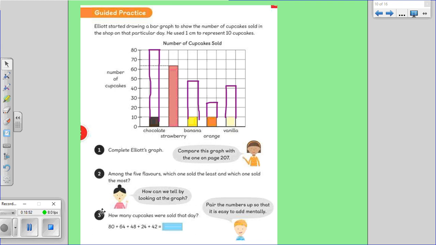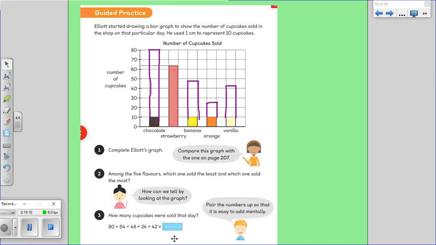And then your third question is, how many cupcakes were sold that day? So we need to add up all of the amounts that were sold. And it tells you here, pair the numbers up so that it is easy to add mentally. So have a look which ones are easier to add together, so you could do it mentally. So you might do it a different way.